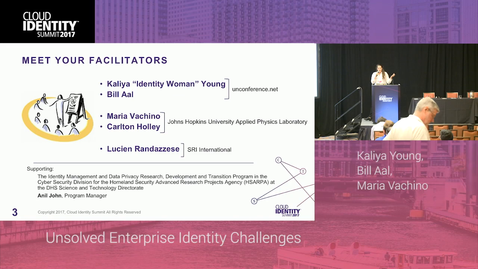So to start us off, I'd like to introduce myself. My name is Kaliya Young. I'm also known as Identity Woman. And I'm working with my colleague Bill All, who's also with me in the firm Unconference.net. And we have Maria Vachino, who works for DHS, or Johns Hopkins Applied Physics Laboratory, along with Carlton, who's at the back, and also Lucienne, who's from SRI. And we all work for Anil John, and you can read that long description, but he's the head of the Identity and Privacy Research Portfolio at DHS S&T.